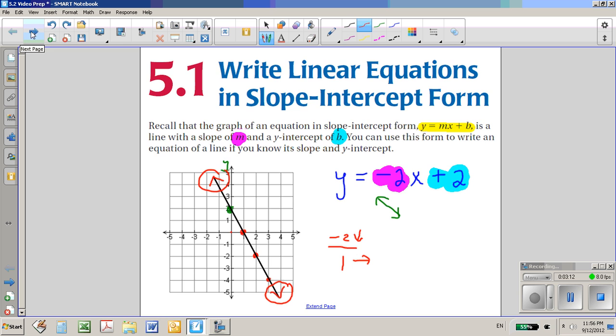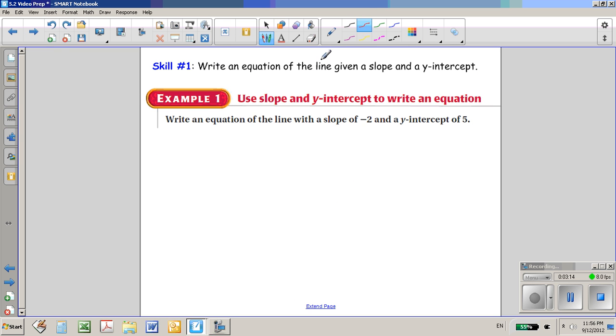Okay, so now we're ready to start with some examples. So for each section, I'm going to list the skills that we're going to learn, so then you can keep track of things that you know and things you don't know for the test or quiz. So the first skill we have is write an equation of the line given a slope and a y-intercept.